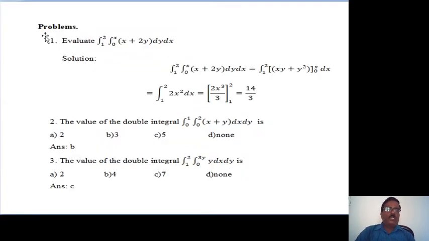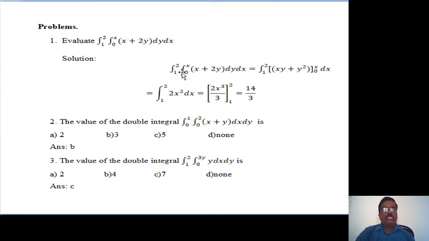Okay, so let us now solve problems. Evaluate the double integral, integration from 1 to 2, integration from 0 to x of x plus 2y dy dx. Now see here, y1 and y2 are functions of x, whereas x1 and x2 are constants. Therefore, first we integrate with respect to y and then with respect to x.